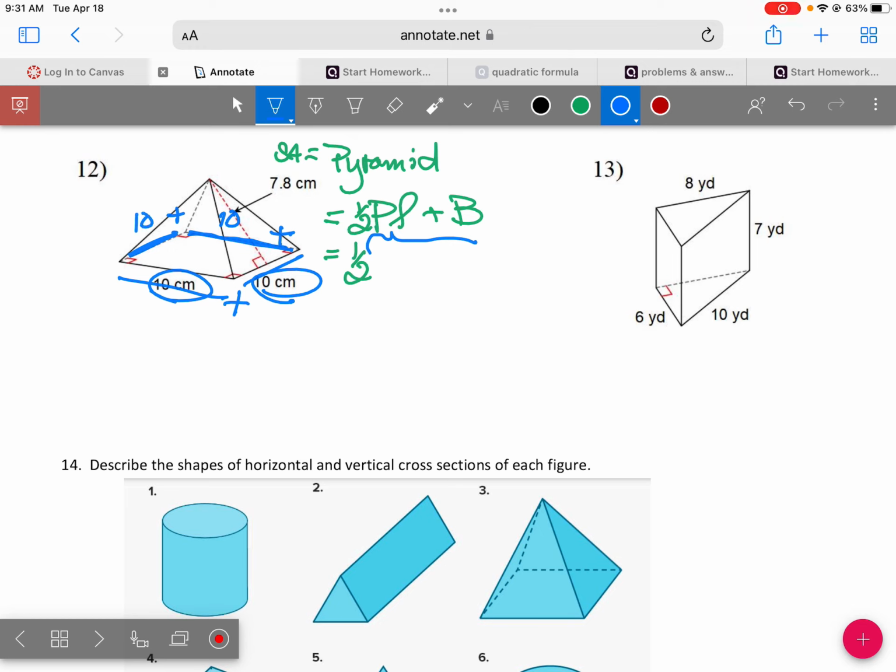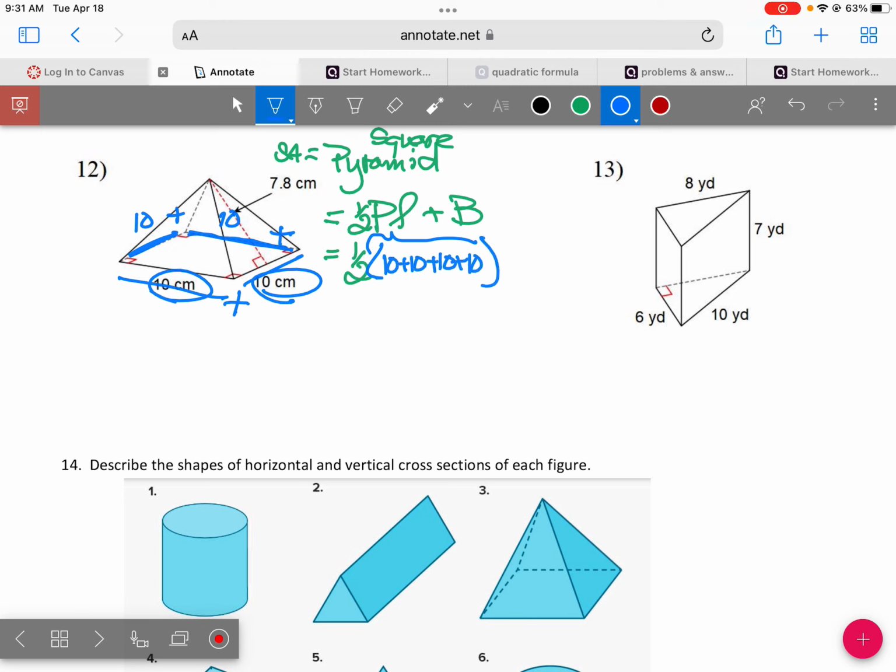10. How did we know they were all 10? Because the length and the width are 10. That means the other two are going to be 10 also. So that's a square bottom, a square base. So really, this is a square pyramid. So perimeter is, and you add the perimeter, 10 plus 10 plus 10 plus 10.